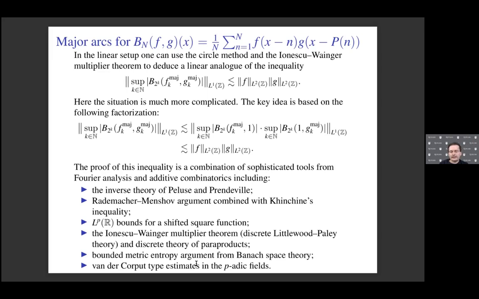And finally, we had to understand the behavior of this bilinear averaging operator in the model case, which in our situation is the p-adic case. So in other words, when everything is defined in the p-adic fields, and there we had to establish some van der Corput type estimates and derive from them some kind of L^p improving inequalities. This is what was used to establish this inequality, to make this factorization rigorous. Okay, so this gives us some idea about the proof and the tools that we had to use.